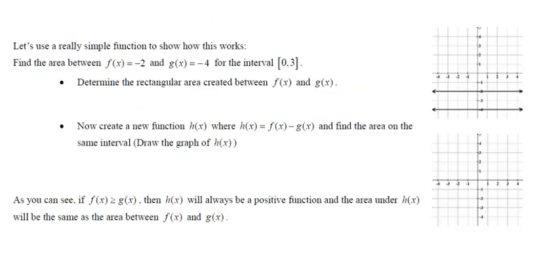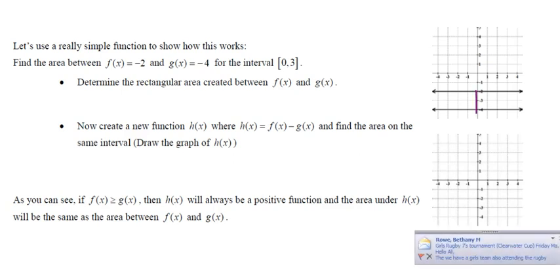Okay, and let's just demonstrate that. Use a really simple function to show how this works. Find the area between f of x is negative 2 and g of x is negative 4 for the interval between 0 and 3. Okay, what's that area?